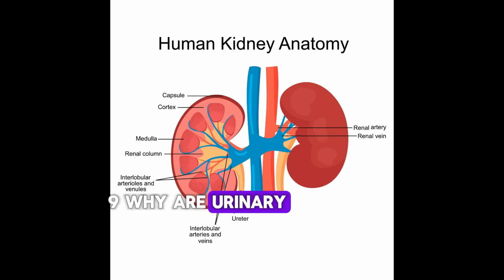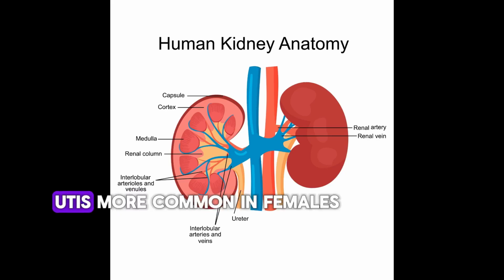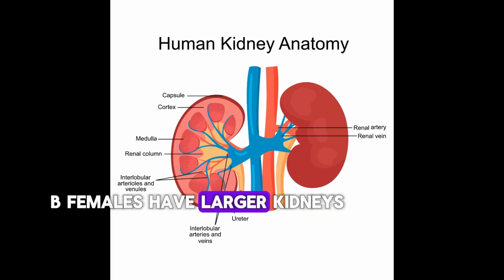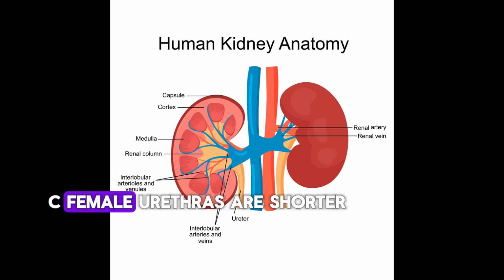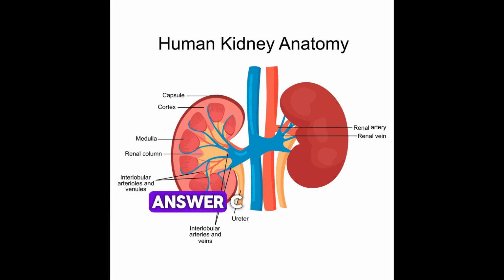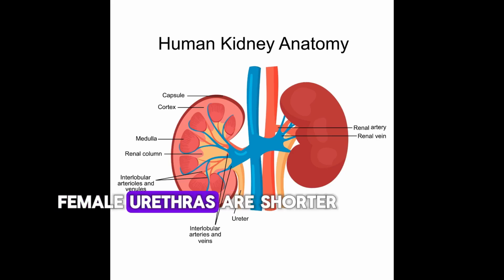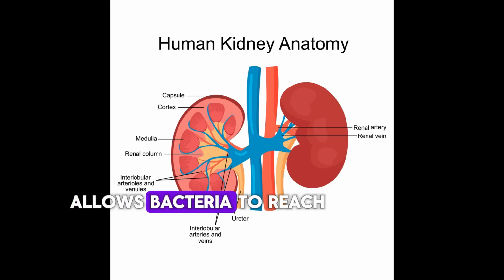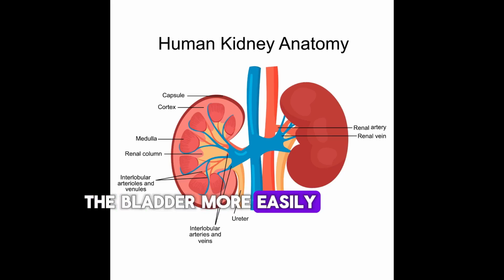9. Why are urinary tract infections (UTIs) more common in females? A. Females produce more urine. B. Females have larger kidneys. C. Female urethras are shorter. D. Female bladders are smaller. Answer C. Female urethras are shorter. The shorter urethra in females allows bacteria to reach the bladder more easily, increasing the risk of UTIs.